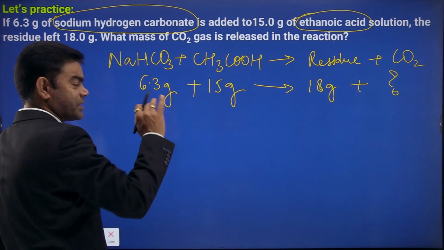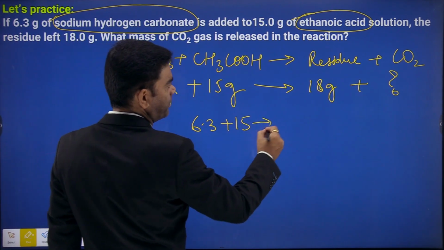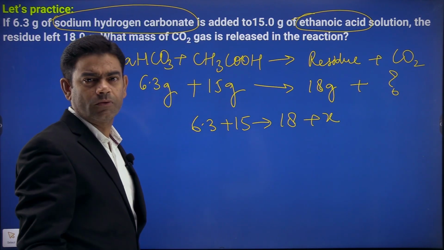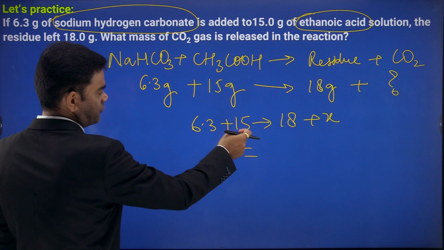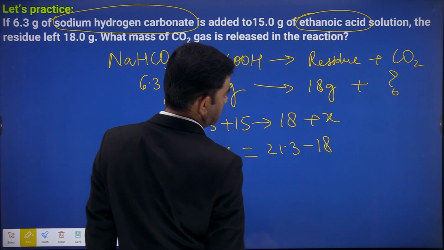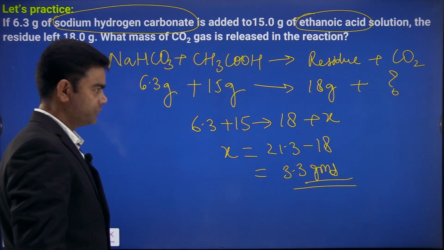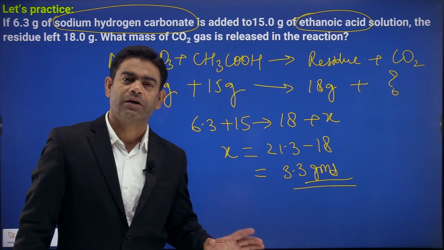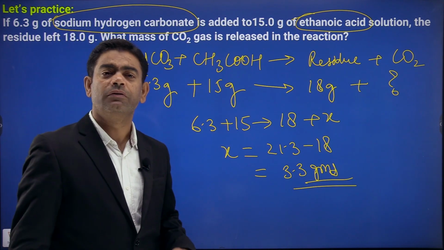So what is this? As per my law of conservation of mass, 6.3 plus 15 has to be equal to 18 plus x. So what will be the value of x? I can see x is 15 and 6.3, that is 21.3 minus 18, and that's going to give me 3.3. So carbon dioxide gas evolved is how much? 3.3 grams of carbon dioxide gas is given out. Quite clear? So it is again based on law of conservation of mass.